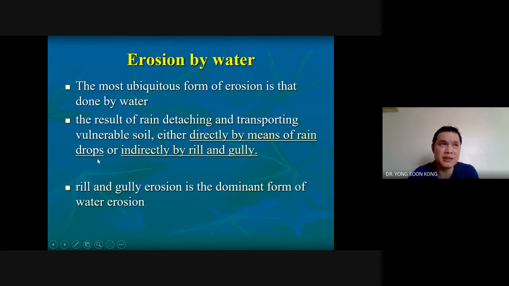And they're going to create a few channels. These channels are not so deep, but you can actually see them because they will be slightly deeper. And we have a name for them. We call them rill or gully. They are also called channels. These two are actually channels. The difference is the size. Rills and gullies are water channels. The only difference is a gully is massive, much, much bigger than the rills.